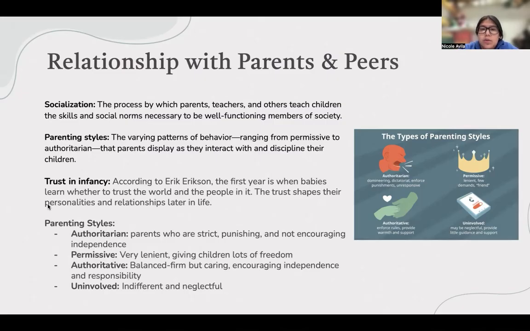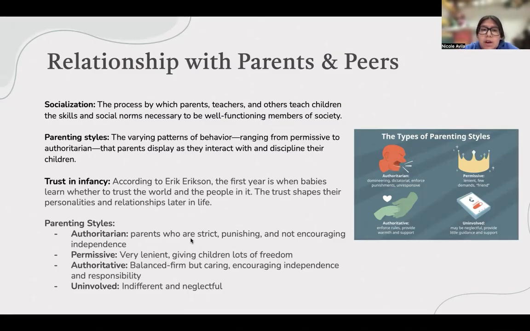Okay, so there are four different types of parenting styles, which are authoritarian, permissive, authoritative, and uninvolved. As we have right here, I also have an image which shows authoritarian, which is a parent who is strict, punishing, and not encouraging independence. You can see right here, the dad is yelling, he's very mad, I'm guessing, and very strict, and he wants things to be done in a certain way.